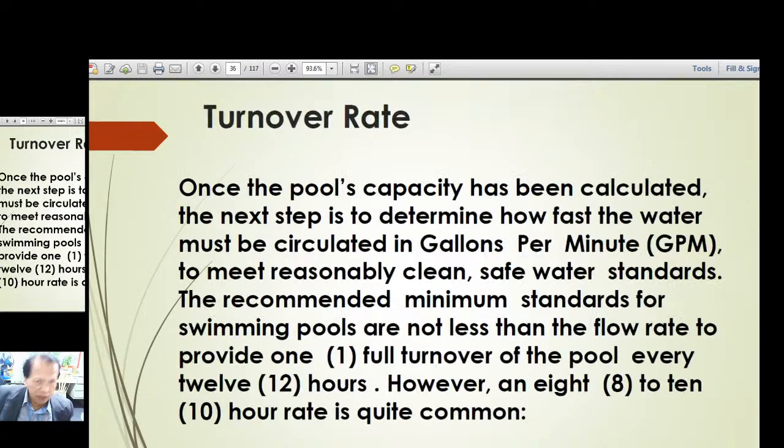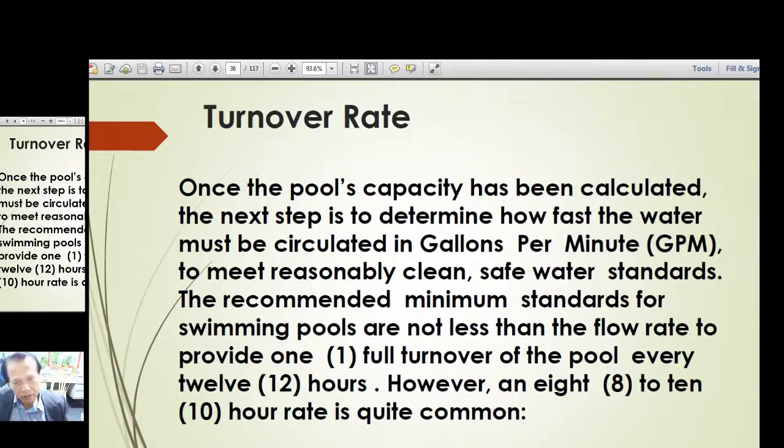Okay, so turnover rate. Once the pool's capacity has been calculated, the next step is to determine how fast the water must be circulated in gallons per minute, or GPM, to meet reasonably clean, safe water standards. The recommended minimum standard for swimming pools is not less than the flow rate to provide one full turnover of the pool every 12 hours. So that means that you have to turn over the water in the pool twice a day, okay, in 24 hours, so twice. However, an 8 to 10 hour rate is quite common.